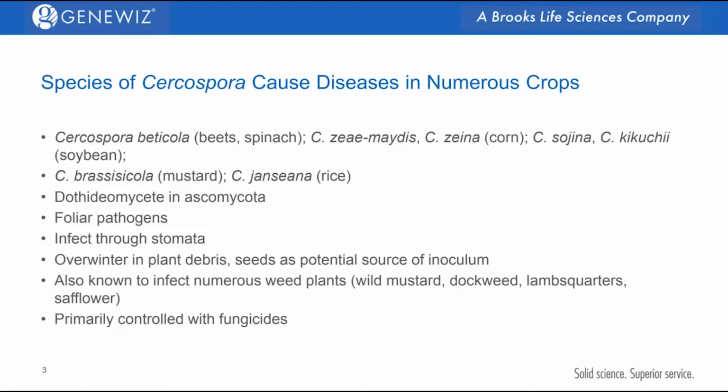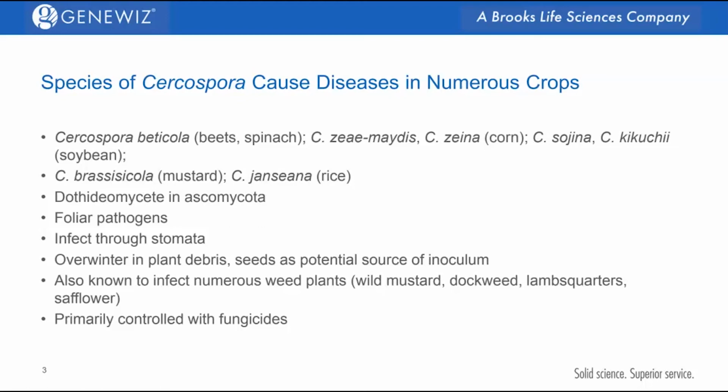Because Cercospora cause diseases in numerous crops. We have some examples here: Cercospora beticola, which causes leaf spot diseases in beets and spinach. We also have Cercospora zeae-maydis, which I mentioned, and Cercospora zeina. They cause gray leaf spot of corn. We have other Cercospora which cause disease in soybeans, specifically Cercospora sojina and Cercospora kikuchii. And we have Cercospora brassicicola in mustard and Cercospora janseana in rice.